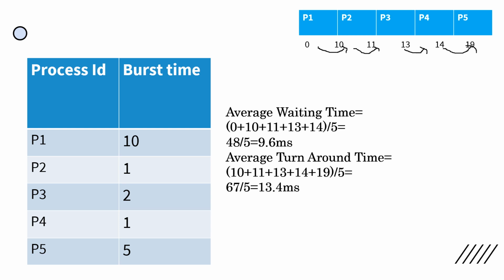For the waiting time, we are adding the values and dividing by 5. 0 plus 10, plus 11, plus 13, plus 14. We get 48. 48 divided by 5 is 9.6.